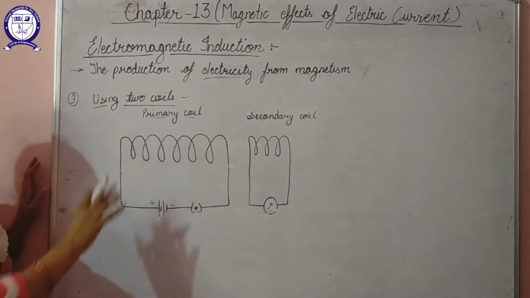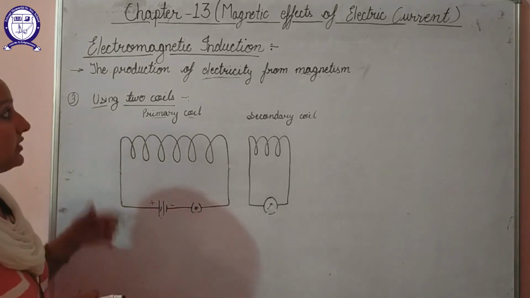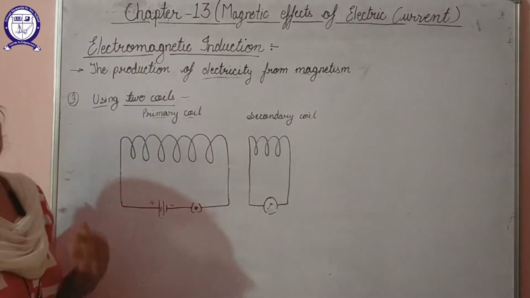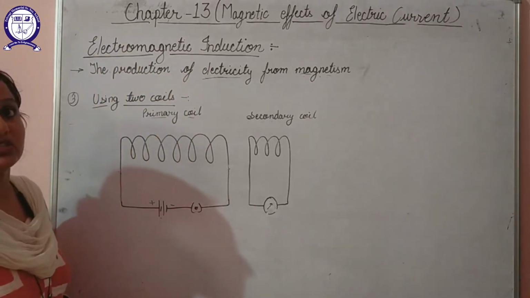So this was about the three processes with the help of which we can generate induced current by the process of electromagnetic induction. With this, we finish our chapter.